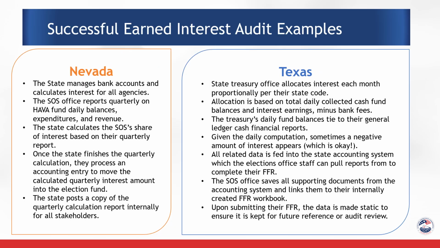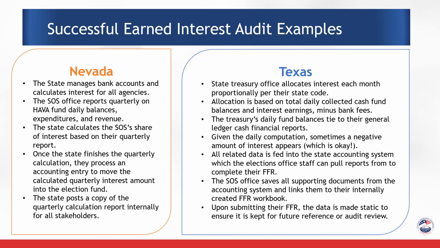In Nevada, the state manages bank accounts and calculates interest for all their agencies. The SOS office reports quarterly on HAVA fund daily balances, expenditures, and revenue. The state calculates the SOS's share of interest based on their quarterly report. And once the state finishes that quarterly calculation, they process it through an accounting entry that moves the amount earned into the election fund. The state posts a copy of that quarterly calculation report internally so all stakeholders can access it.